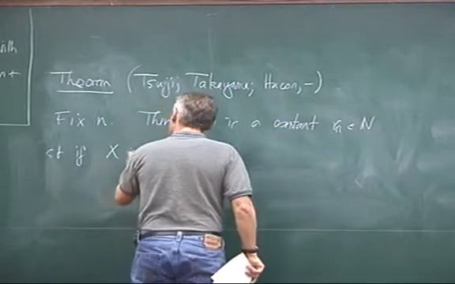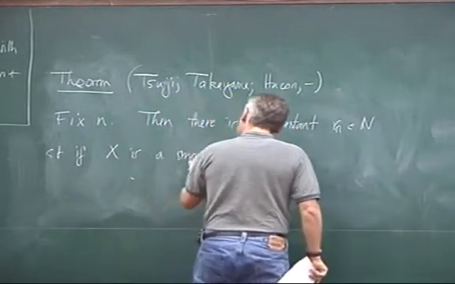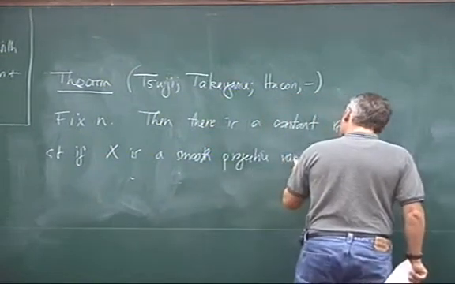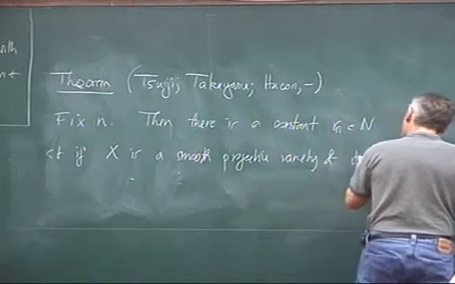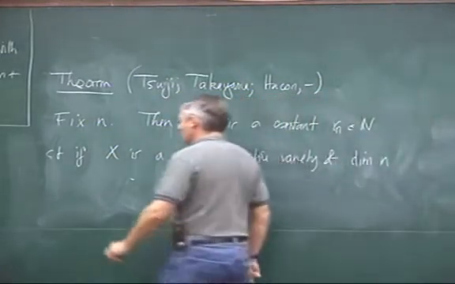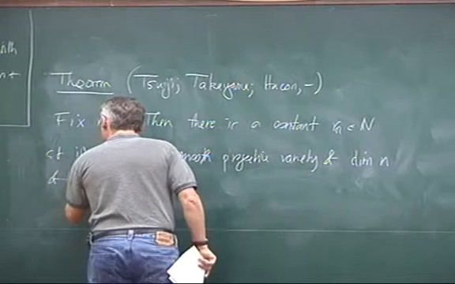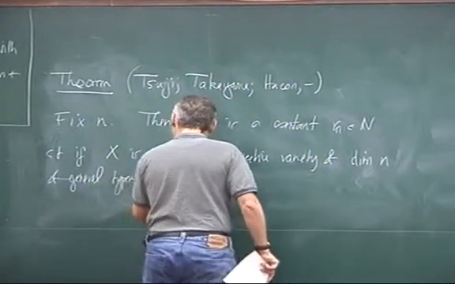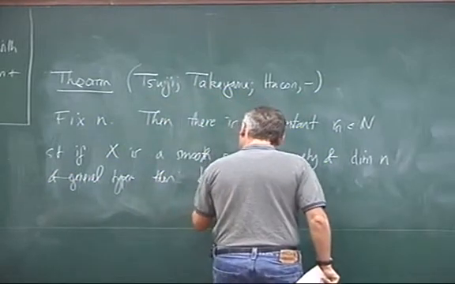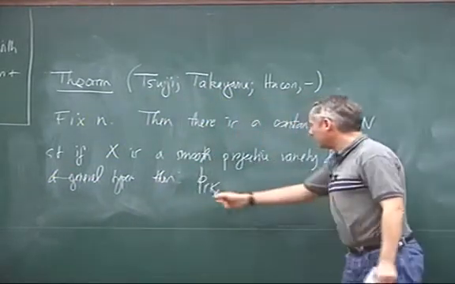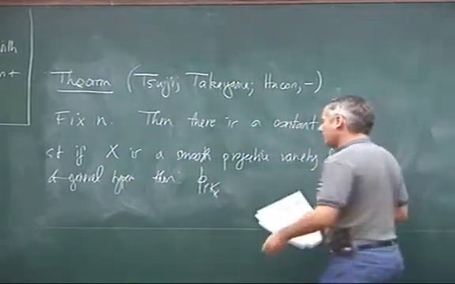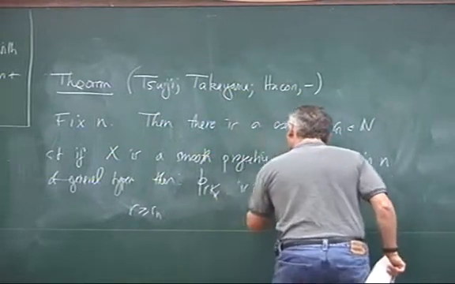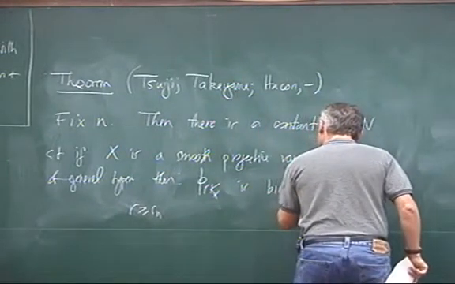if X is a smooth projective variety of dimension n of general type, then the map associated to a multiple r of K_X, where of course r is at least R_n, is birational.